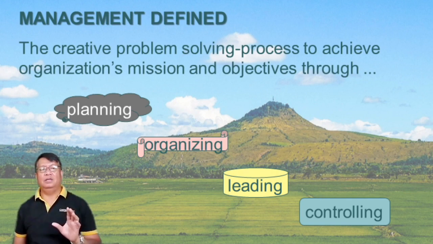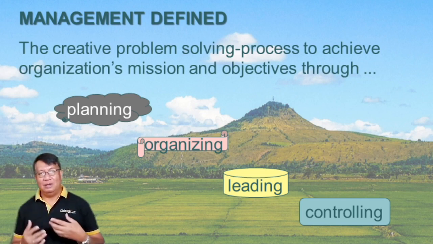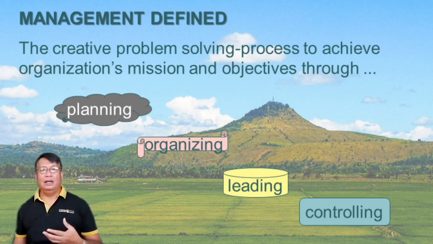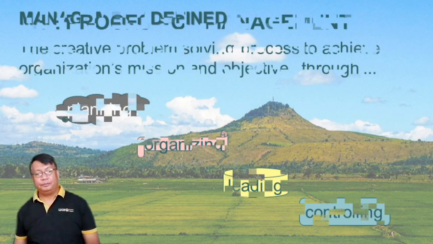This is the definition of what is management. I will repeat. It is the creative problem solving process to achieve the organization's mission and objectives. What is the mission, the objectives of the organization? It is through planning, organizing, leading, and controlling.